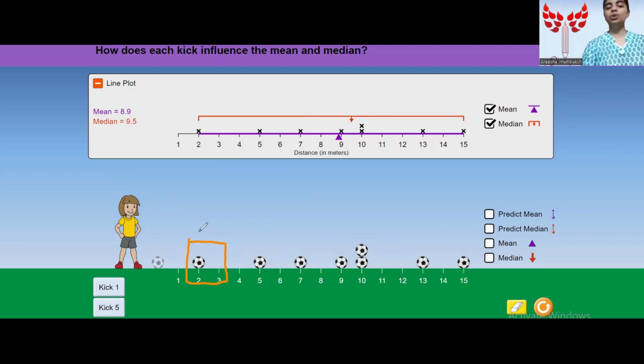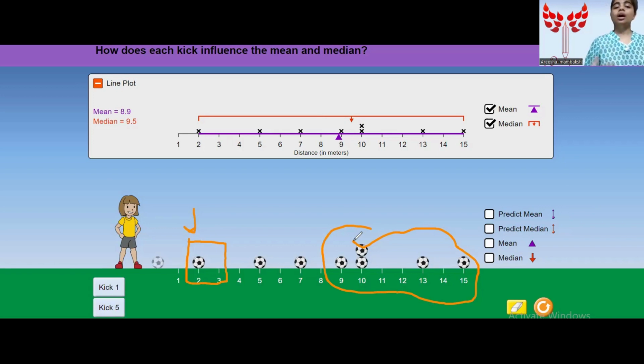So this value of 2, most of the balls lie in this region. You can see that 5 balls actually lie in this region and only 3 below 9, right? So why did your mean value actually become 8.9? That is because of one value which was a little peculiar, right? So that is one disadvantage of mean, that it can get dragged because of these kinds of values, right?